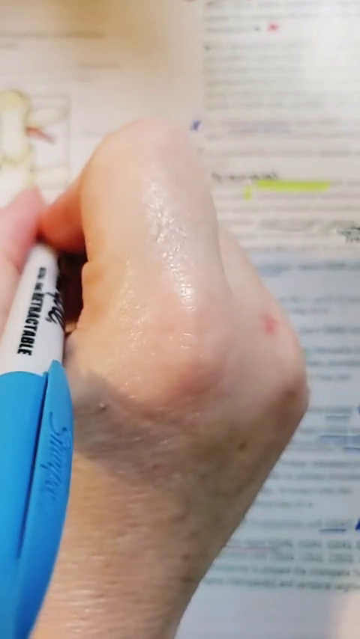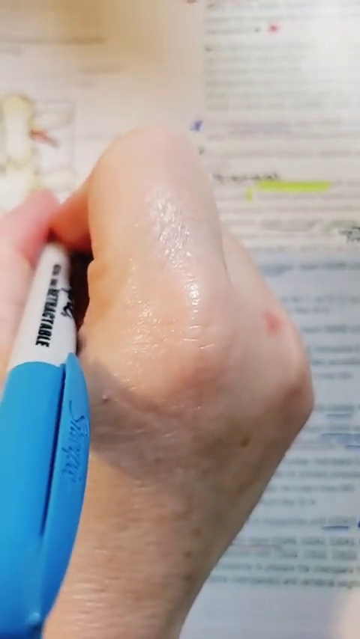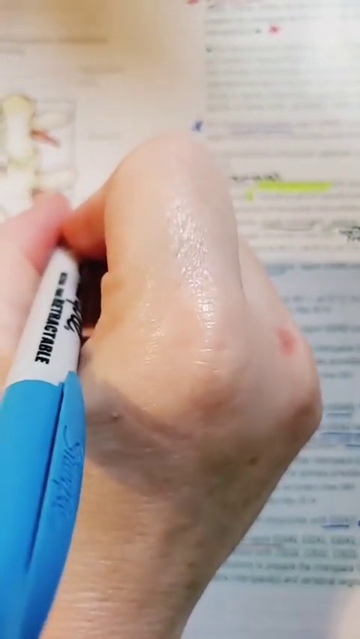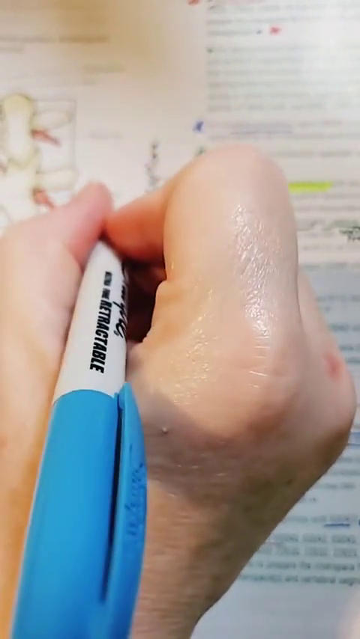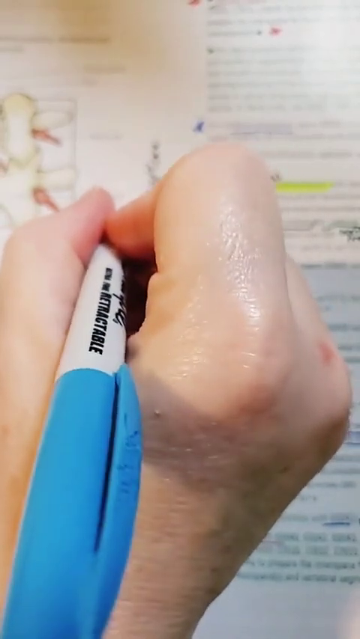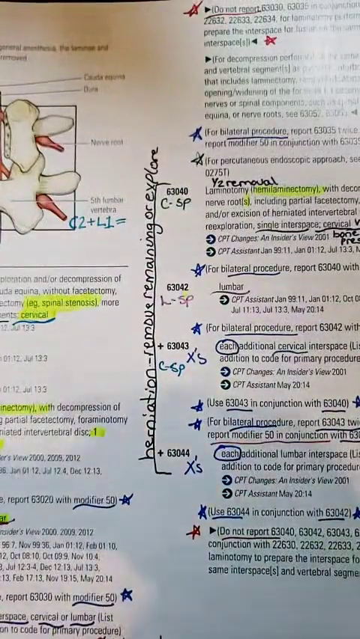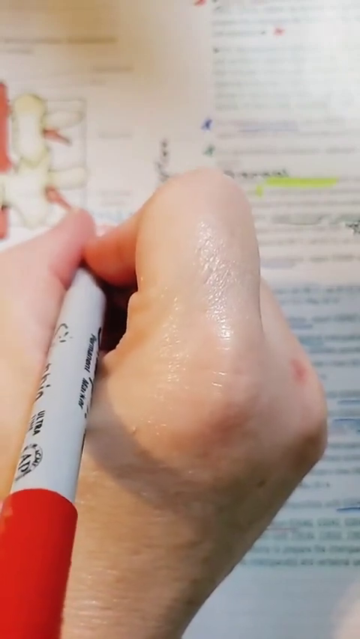if by chance you're doing a C2 and an L1, you're going to code a 63040 and a 63044.